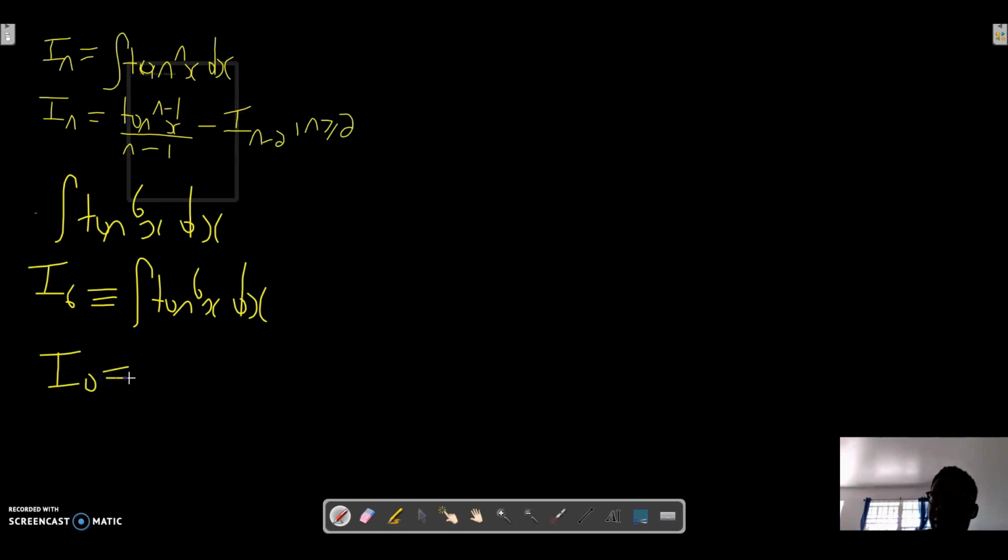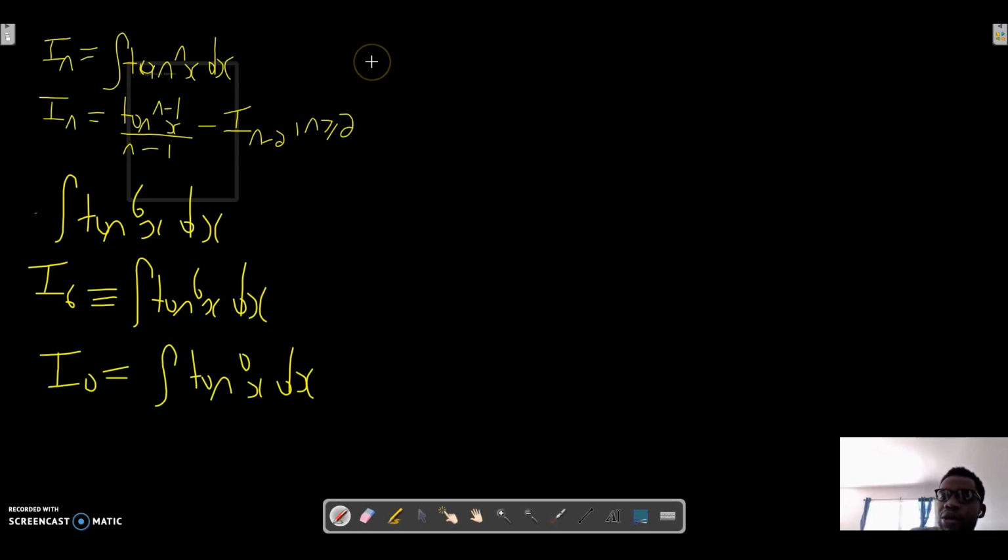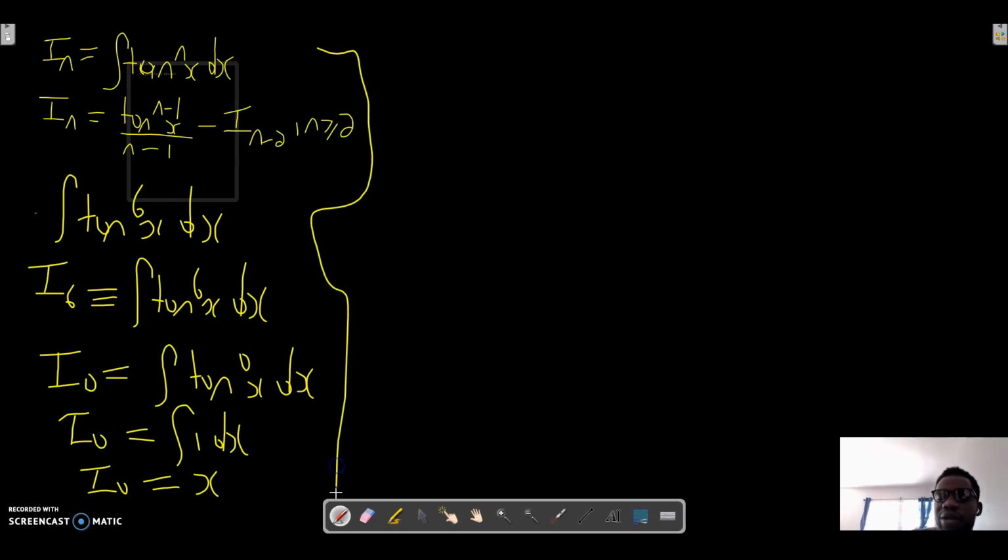Now to find I0, we can simply use the original integral, which would be the integral of tan to the 0 x dx. And we have to use the original integral because this formula is applicable when n is greater than or equal to 2. Alright? Now, any function raised to the 0 is 1. So I'm going to have I0 equal the integral of 1 dx. So I0 technically is equal to x. Now that you have I0, we can find I2.